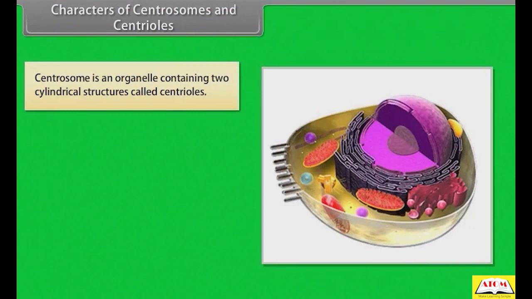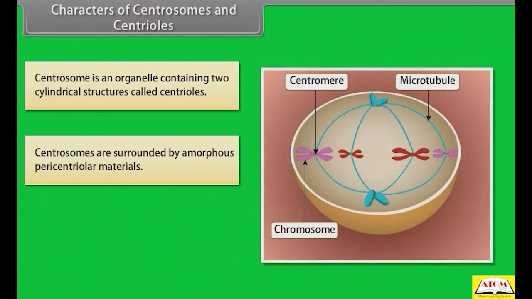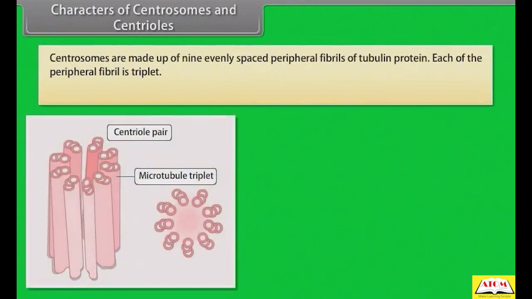Characters of centrosomes and centrioles. Centrosome is an organelle containing 2 cylindrical structure called centrioles. Centrosomes are surrounded by amorphous pericentriolar materials. Both the centrioles in a centrosome lie perpendicular to each other, in which each has an organization like the cartwheel. Centrioles are made up of 9 evenly spaced peripheral fibrils of tubulin protein. Each of the peripheral fibril is triplet.